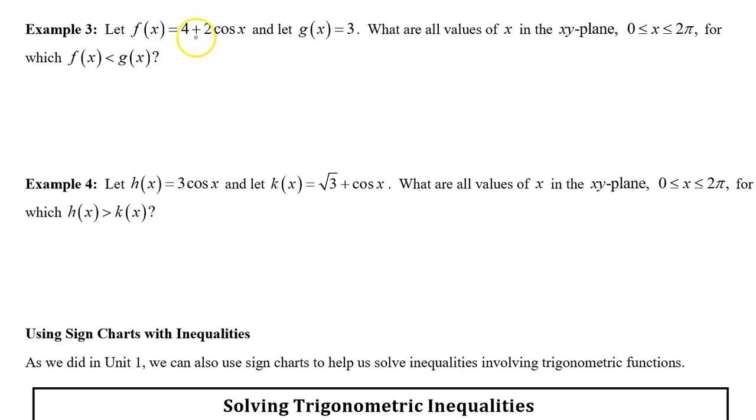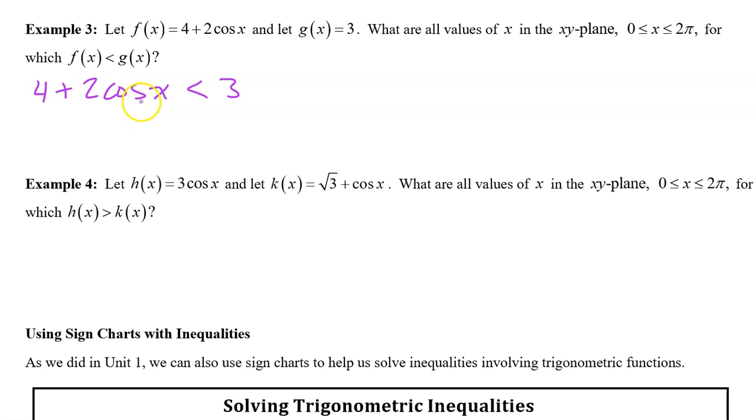Let f of x equal 4 plus 2 cosine x, and let g of x equal 3. What are all values of x in the xy plane between 0 and 2 pi for which f of x is less than g of x? So we are looking for where 4 plus 2 cosine x is less than 3.